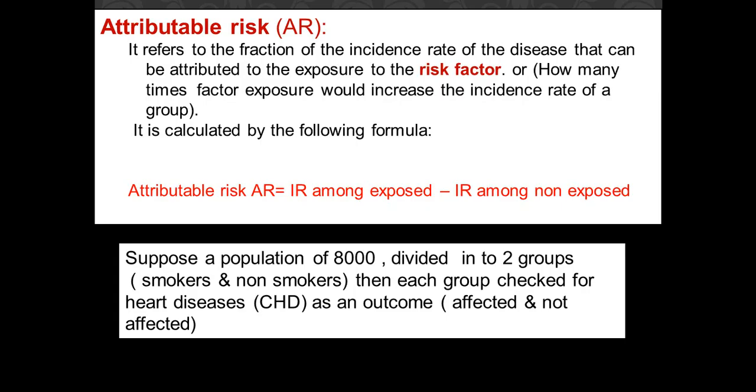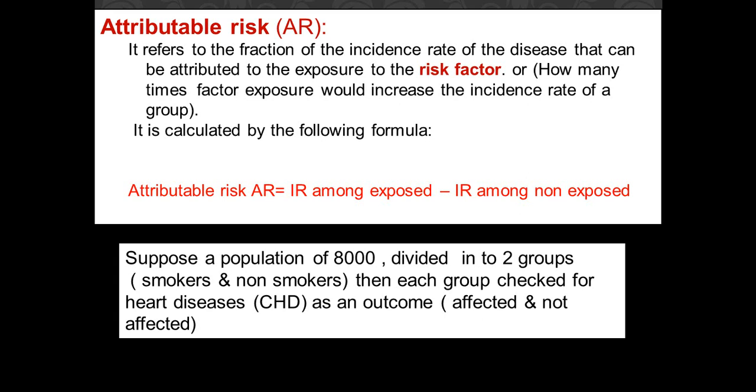What do you mean by attributable risk? It refers to the fraction of the incidence rate of the disease that can be attributed to the exposure to the risk factor. In other words, it means how many times factor exposure would increase the incidence rate in a group. It is calculated by a formula: attributable risk equals incidence rate among exposed minus the incidence rate among non-exposed.